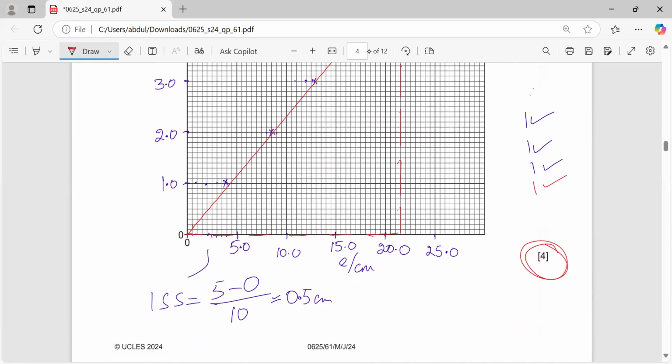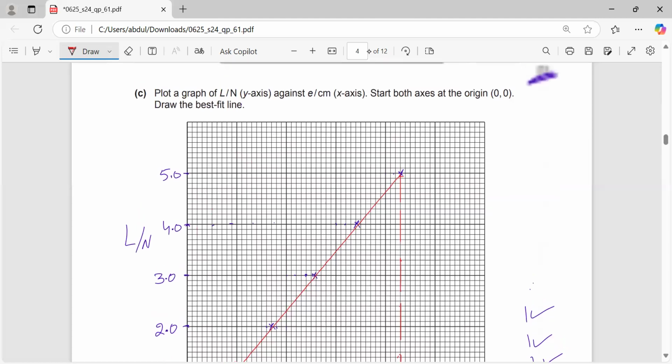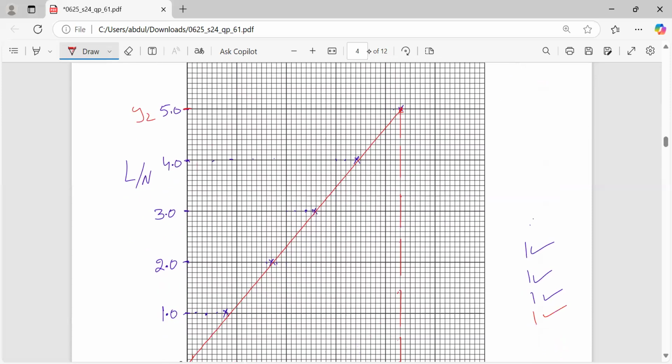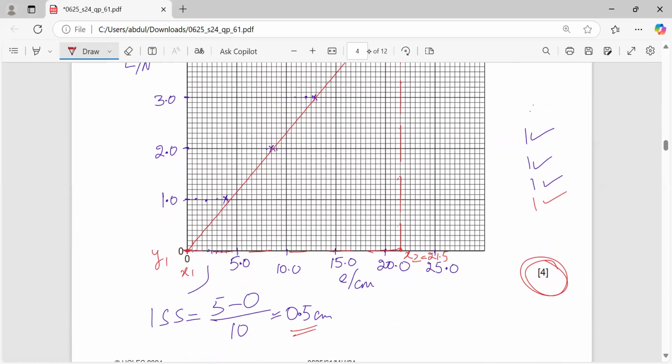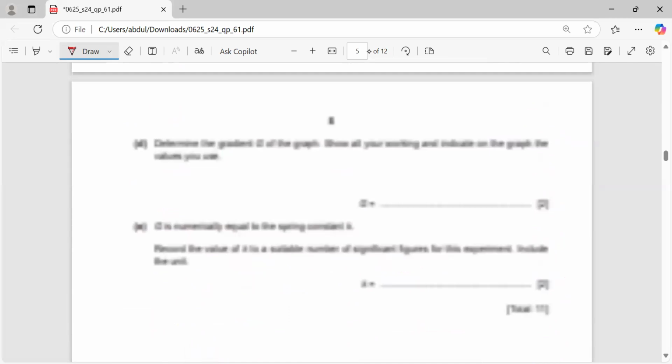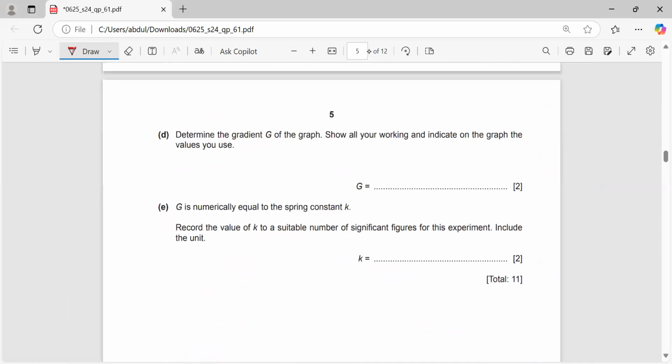Now see, this value is x2, this value is x1, this value is y1. What is y2? Roughly I am choosing this value as y2. So y2 is 5, y1 is 0. What is x2? This is 20, this is 21, and x2 is basically 21.5, because 1, 2, 3 boxes and each box is 0.5. So now we will write the formula here. G is equal to y2 minus y1 over x2 minus x1.